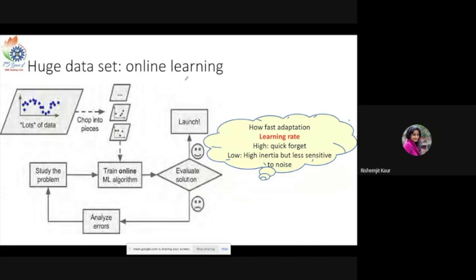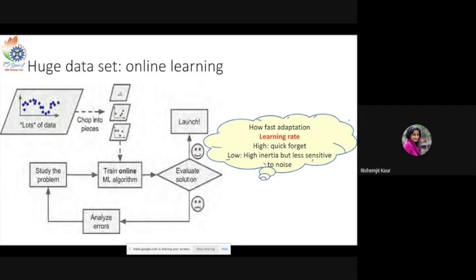Now sometimes the problem with online learning is when there is a huge amount of data. What do you do in that case? If there is a lot of data, it is going to take a lot of time to learn as well. So what we do is we chop the data into pieces, into small batches.